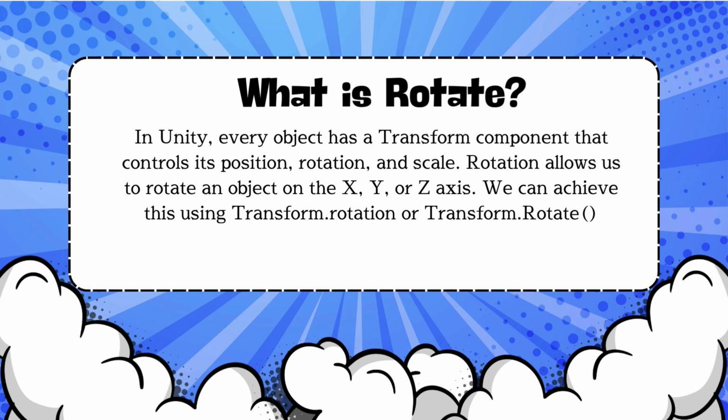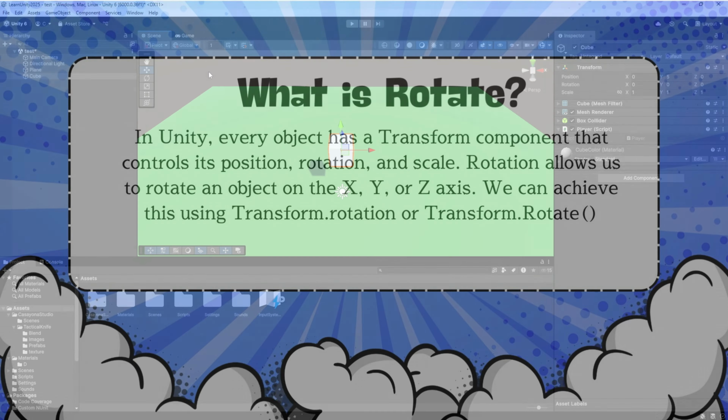Every object has a transform component that controls its position, rotation, and scale. Rotation allows us to rotate an object on the X, Y, or Z axis. We can achieve this using transform.rotation or transform.Rotate.